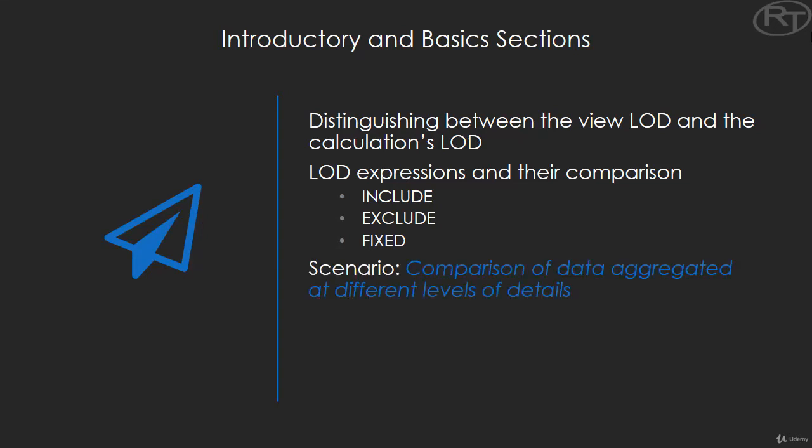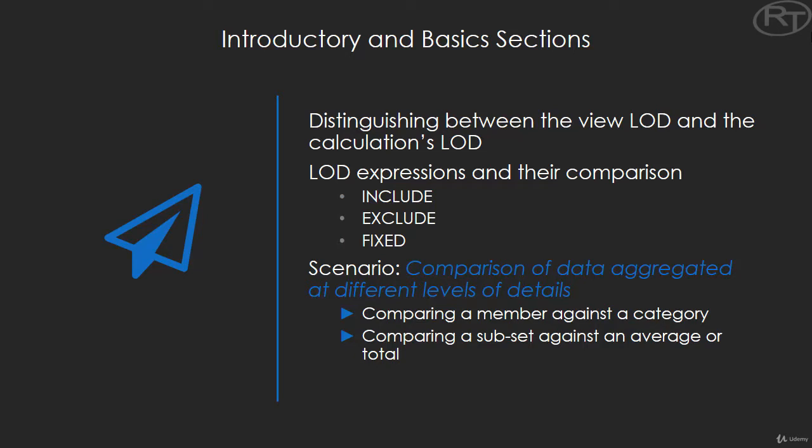At this stage you learned about the first and very basic case of using an LOD expression. Namely, when you need the data to be aggregated at a different level of detail as the view LOD. In this case we mainly compared a member against a whole category or an average against a total. We also compared LOD calculations against reference lines, how to get the same results, and also what kind of advantages the analyst has when choosing an LOD expression over a reference line. So this was the first scenario: comparison of data aggregated at different levels of detail.